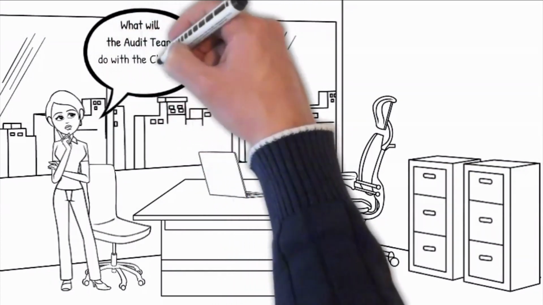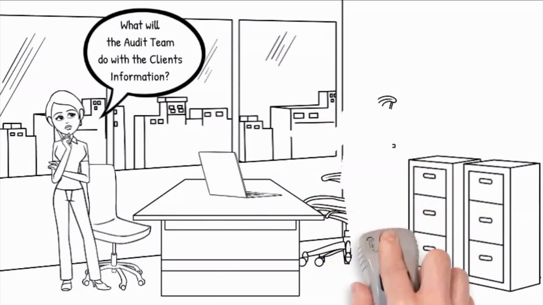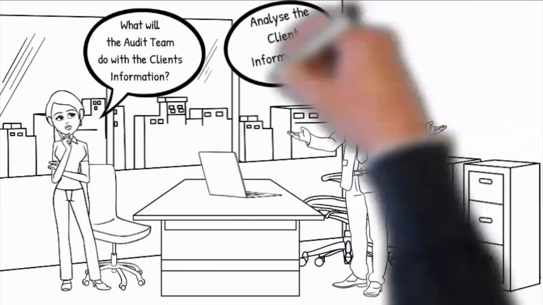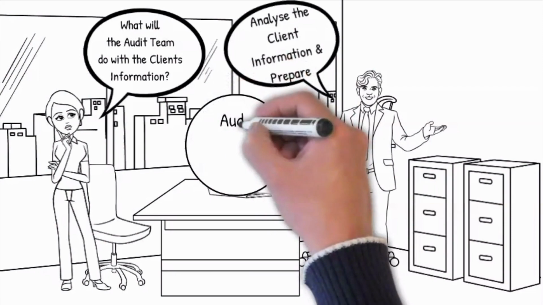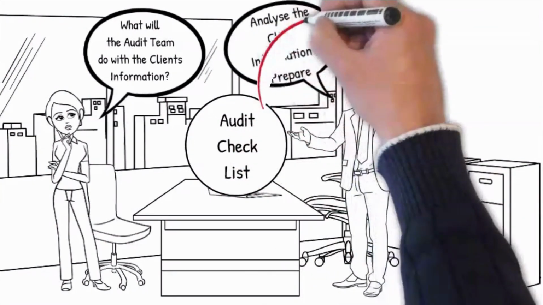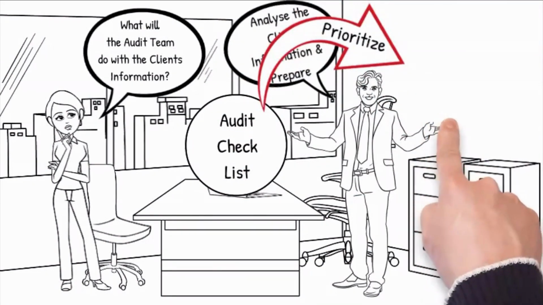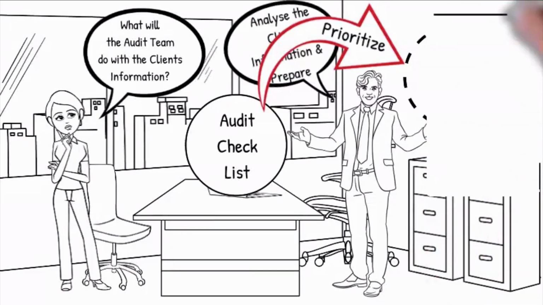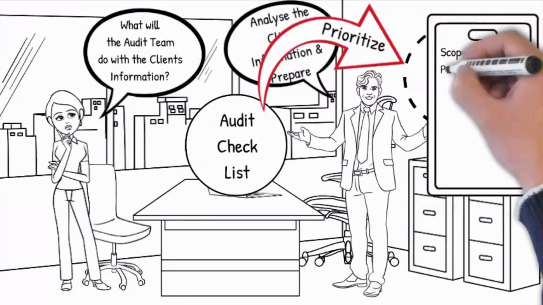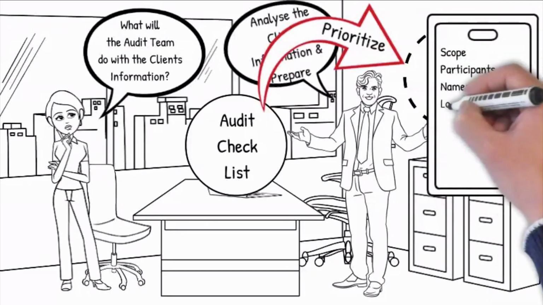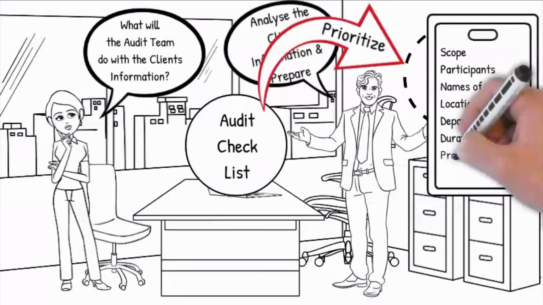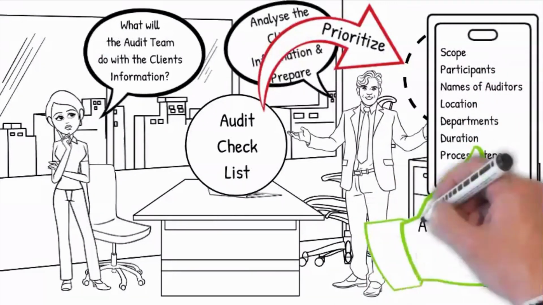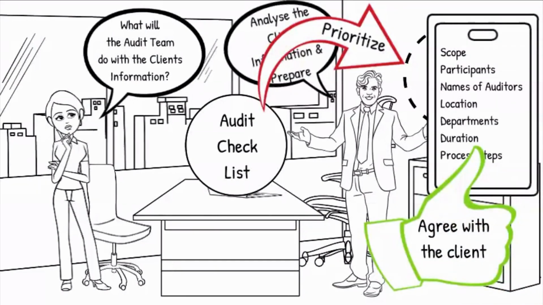What will the audit team do with the client's information? The lead auditor and the audit team will analyze and familiarize themselves with the information and prepare an audit checklist for each process, which will be used as the input for the audit plan to define the timing for the starting and finishing point of each process. The audit plan shall include a detailed timing agenda so that the client can schedule their calendar to be prepared and available for the audit. The lead auditor will forward the audit plan to the client for their approval.